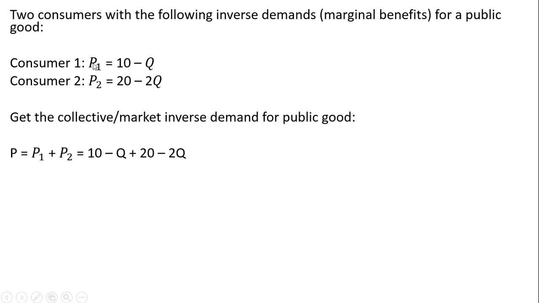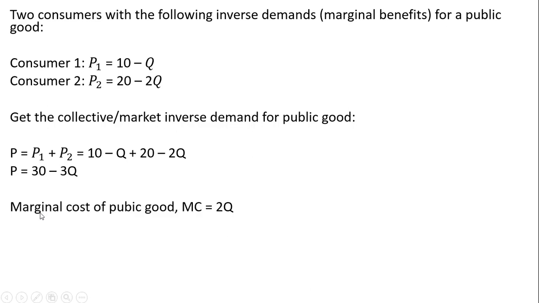So I'm just going to add up here these two inverse consumer demand curves. And when we do that, 10 plus 20 is 30, minus Q minus 2Q is minus 3Q. We have our collective market inverse demand. Let's assume that the marginal cost of providing the public good equals 2 times Q.